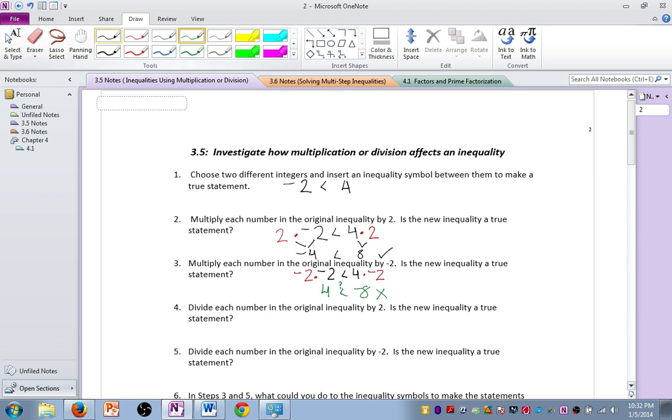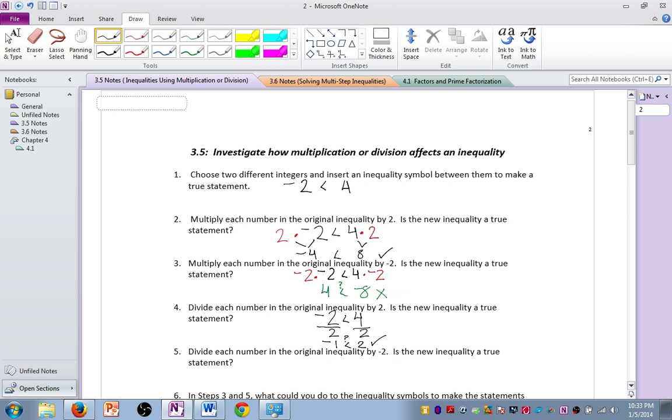In number 4, we're now going to take that same inequality again, -2 less than 4, and now we're going to divide each number by 2. Divide by 2, divide by 2. Over here, when I simplify this side, -2 divided by 2 gives me a -1. 4 divided by 2 is 2. When I bring down my inequality sign, is -1 less than 2? It is. That is a true statement.